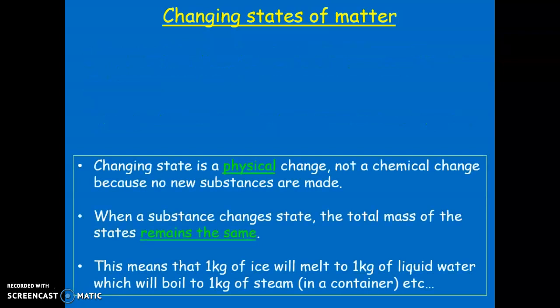Changing state is a physical change because nothing new is created. When something new is created, it's a chemical change. The mass of the substance also stays the same. What that means is if I have a kilo of ice, it will melt to one kilo of liquid, which will boil to one kilo of steam. So changing state and mass, take a moment, copy this out, and that's the end of the lesson.